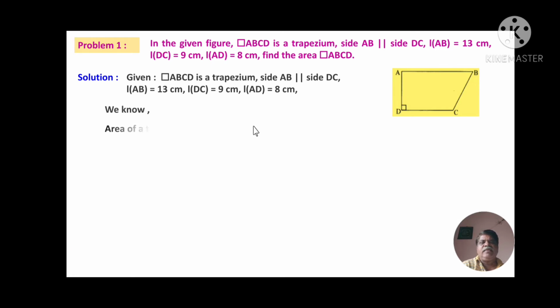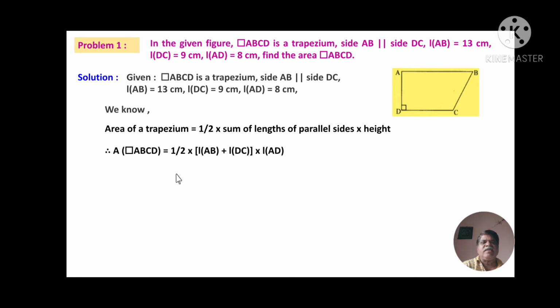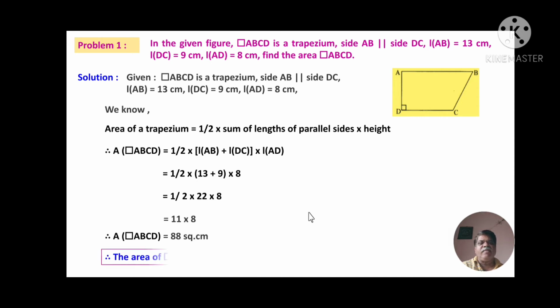We know that the area of the trapezium is equal to half into the sum of the lengths of the parallel sides into height. Now we will put the values. Therefore, the area of this quadrilateral ABCD is equal to half into the sum of parallel sides. AB and DC are the parallel sides, and AD is the height. Therefore, we put the values: half into (13 plus 9) into 8. AB, DC and AD are substituted. Therefore, half into 22 into 8. So, it is 11 into 8, that is, the area of this quadrilateral ABCD is 88 square centimeter. So, the verbal answer will be: the area of the quadrilateral ABCD is 88 square centimeter.